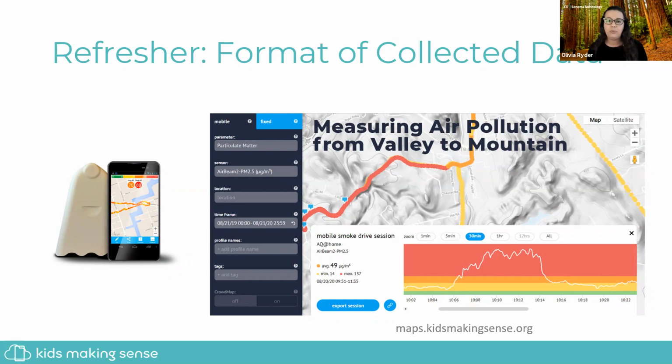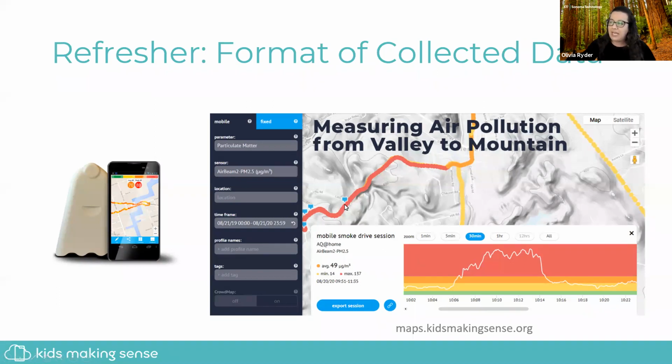If they were using the program, they'll have used the small handheld sensor to collect the data when they were out in the environment. Their data was then automatically uploaded to the Kids Making Sense mapping website, which you may remember looks like this. Just as a refresher, the colored trace that you see here shows the concentration of particles that was measured as the students were walking around.